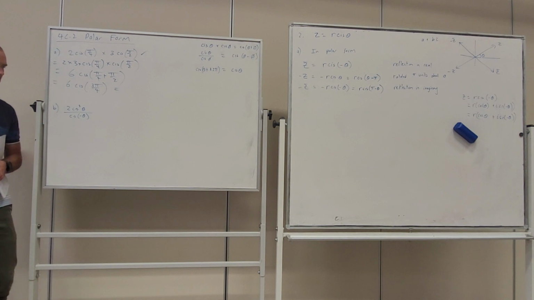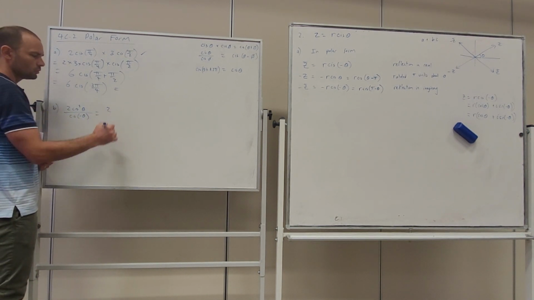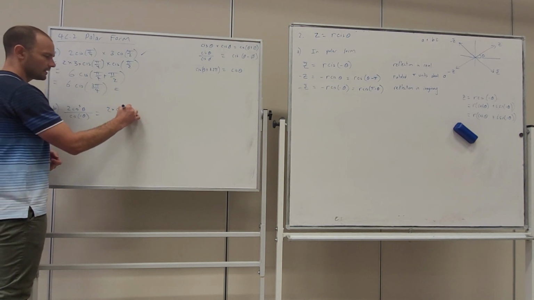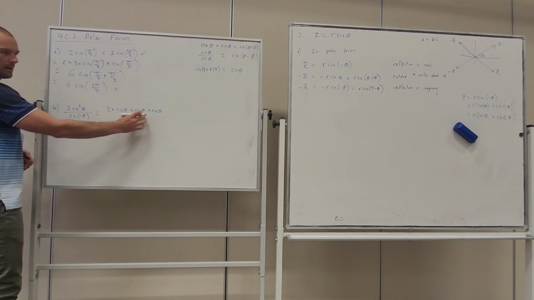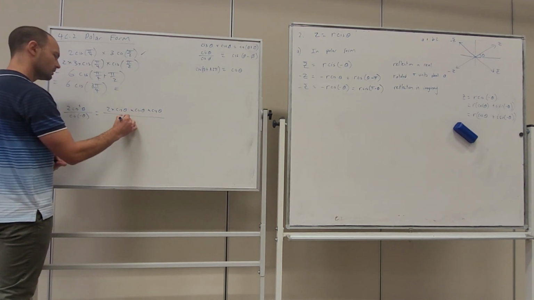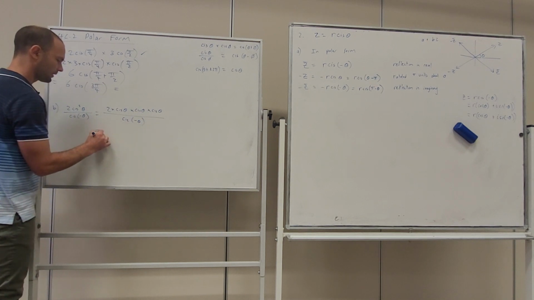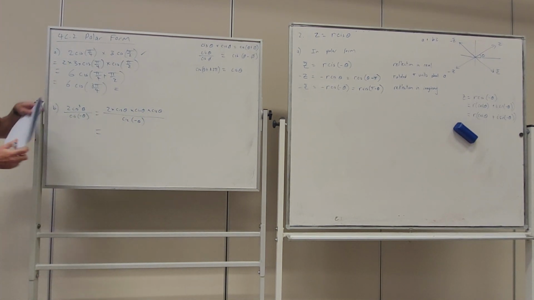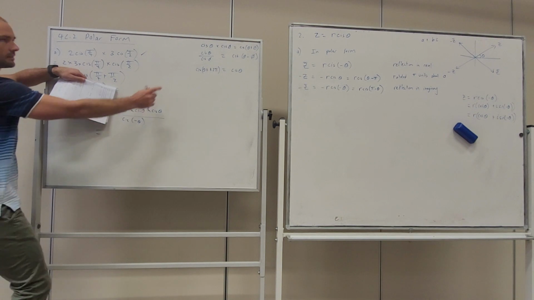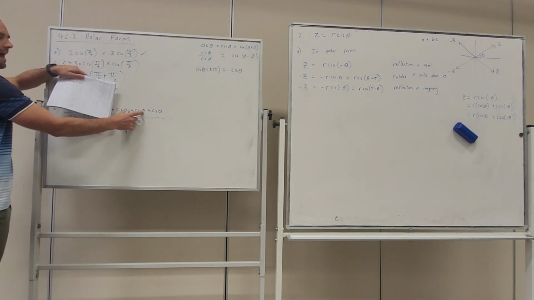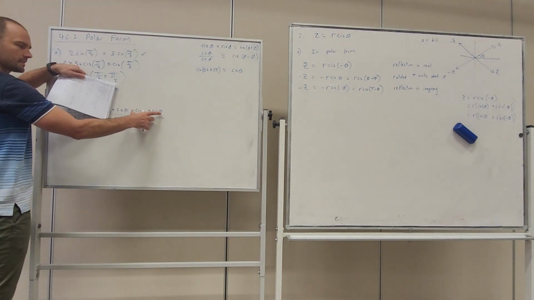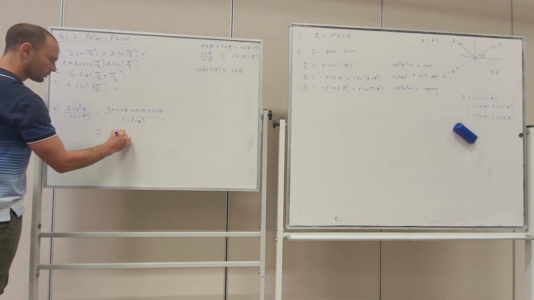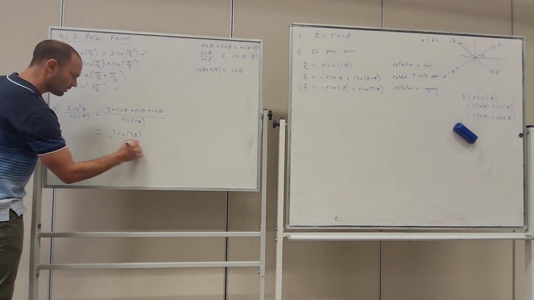We have 2 cis to the power of 3 theta. Now what this means is 2 times cis theta times cis theta times cis theta. That's what to the power of 3 means, doesn't it? Times itself 3 times, all on top of cis of minus theta. So at the top, if I have cis theta times cis phi, I'm going to add those angles together. So that's going to become cis 2 theta, cis 3 theta. And so we've sort of derived a rule there.